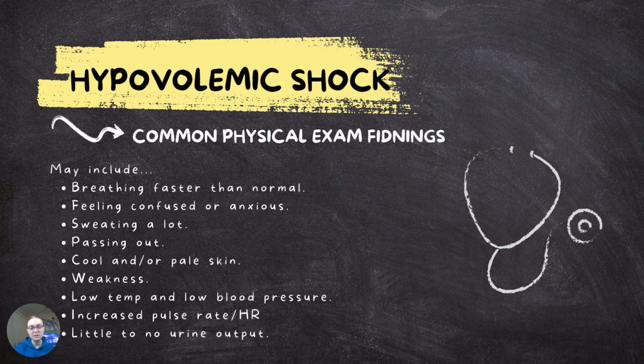Some of our physical exam findings may or may not include the following. We have an increased work of breathing, so you're going to be breathing faster than normal. Feeling confused or anxious. There could be a lot of sweating, possibly passing out. The skin could be pale and even cool to the touch. Patients might experience weakness, a low temperature and a low blood pressure, an increased pulse rate or heart rate, and little to no urine output.